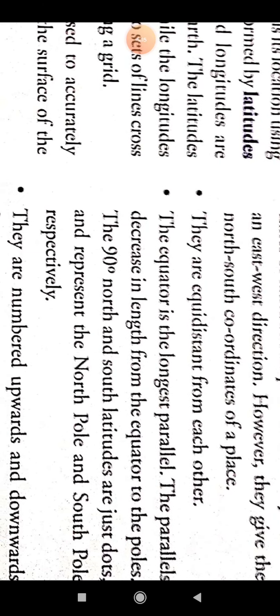Okay, and the equator is the longest parallel. The equator is the longest latitude, and these parallels decrease in length as we move from the equator to the pole, either the north pole or the south pole. So these parallels decrease in length from the equator to the poles. Next to the equator, the parallel is a little large, but near the pole, the latitude is small.